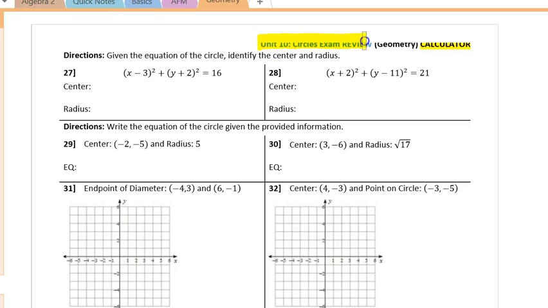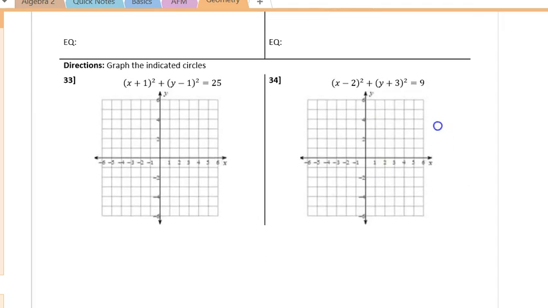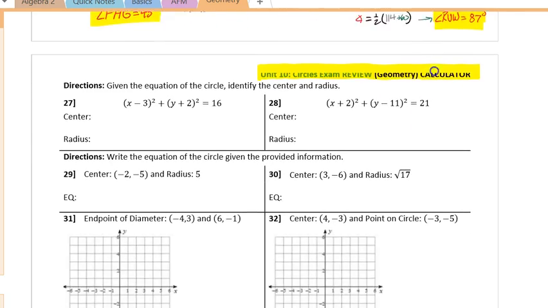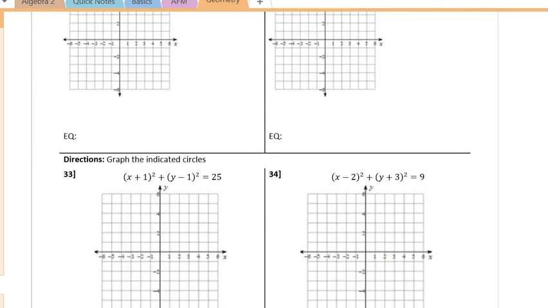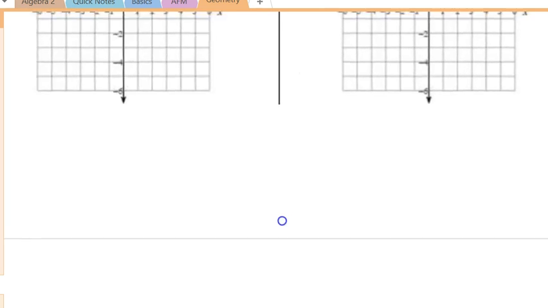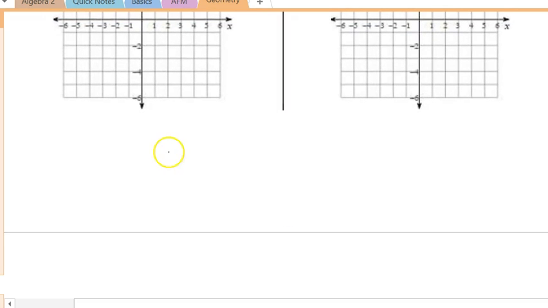Last page of the review for Unit 10 exam, all about circles, writing equations, and then graphing. Very quickly, in terms of a review of the equations of circles, the basic formula is x minus h squared plus y minus k squared is equal to the radius squared.